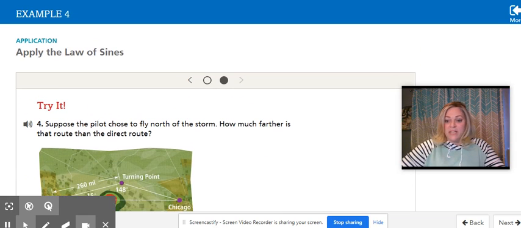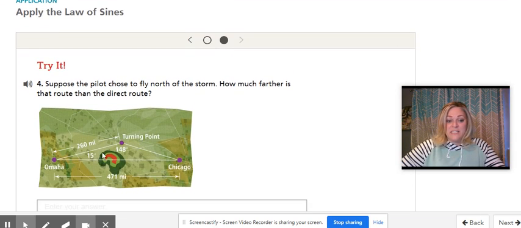The next part of the application is very similar as well. It just changed a little bit. So if there was a turning point, if they flowed north in the storm, how much further would that be? And honestly, if you've done the previous problems, I really think you can do this one.